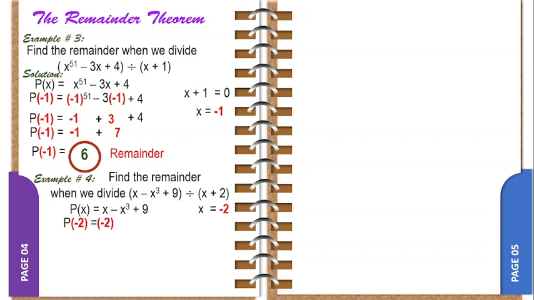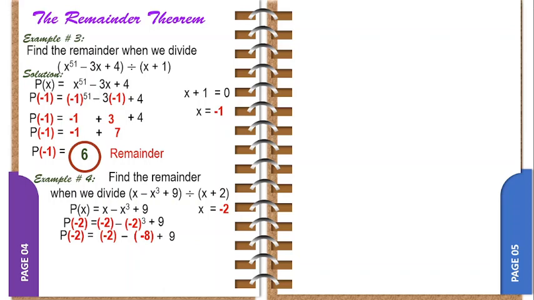P of negative 2 is equal to the quantity of negative 2 minus the quantity of negative 2 raised to 3 plus 9. Then simplifying, we have P of negative 2 equals negative 2. Just bring down negative 2. And take note that our operation here is subtraction. Then the expression is negative 2 cubed. As I said earlier, when we raise a negative base to an odd exponent, the resulting number is negative. So negative 2 raised to positive 3 is negative 8. Then bring down positive 9.